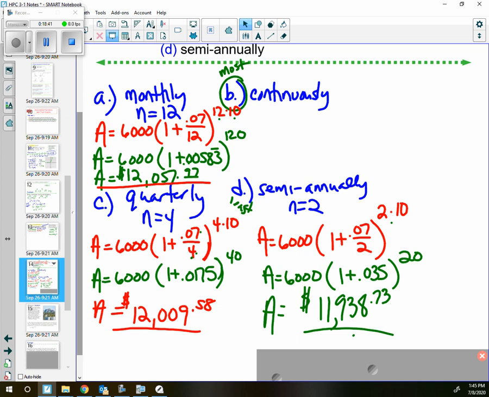Now, remember the concept here. What else could make your money grow faster? What are some other things that potentially could change? Well, how about how long you leave your money in? So the time. The longer you leave your money in, the more you're going to earn. How about starting off with more money? What if you put in 10,000 instead of 6,000? Well, yeah, then it's going to be more. How about the interest rate? What if your interest rate was more?